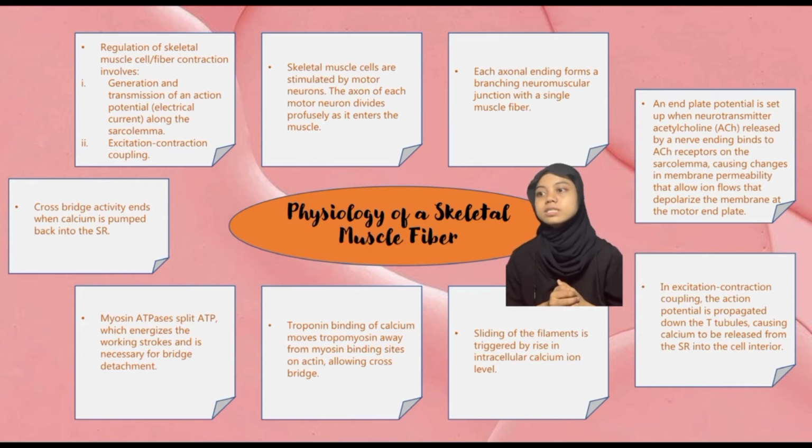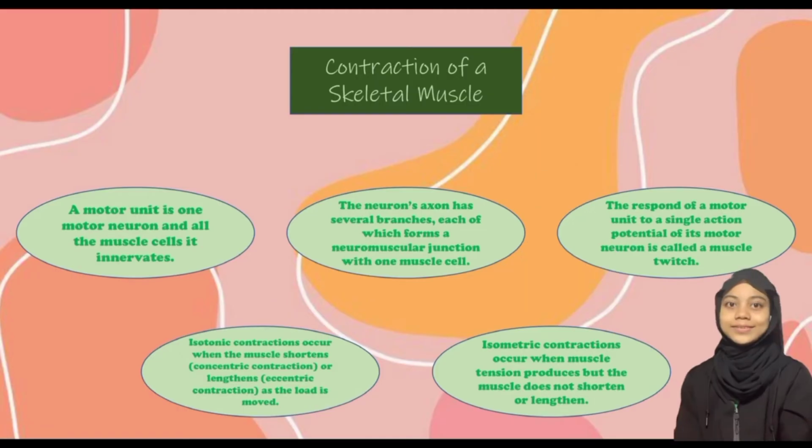Sliding of the filaments is triggered by a rise in intracellular calcium ion level. Troponin binding of calcium moves tropomyosin away from myosin binding sites on actin, allowing cross bridge formation. Myosin heads split ATP, which energizes the working strokes and is necessary for bridge detachment. Cross bridge activity ends when calcium is pumped back into the SR. Contraction of a skeletal muscle.